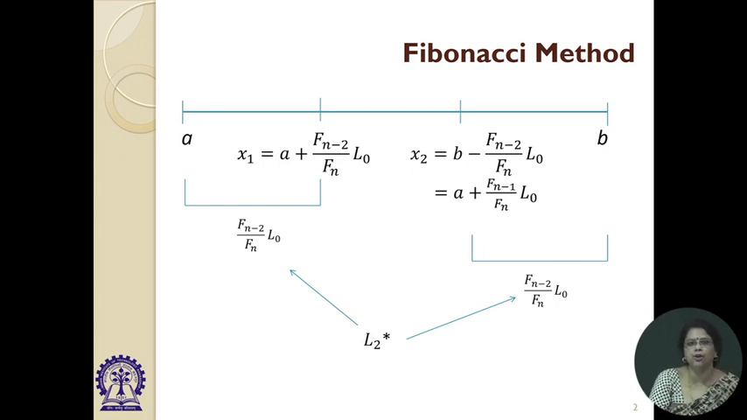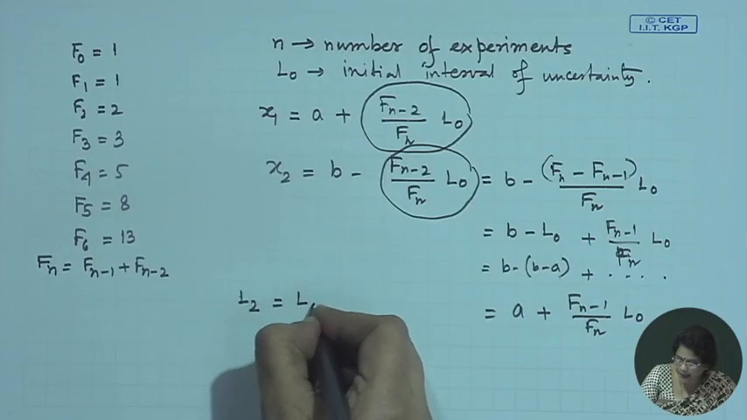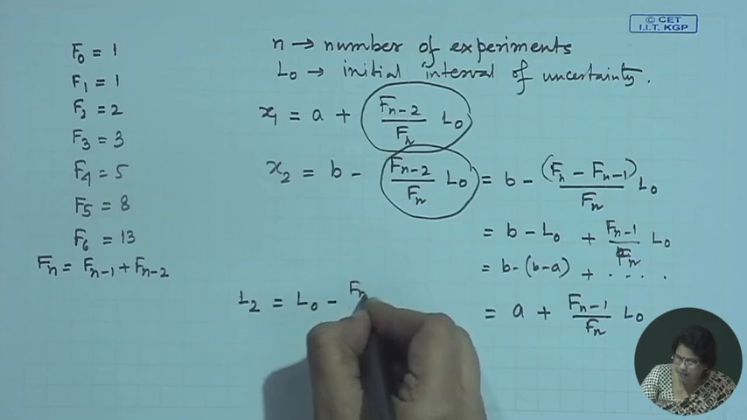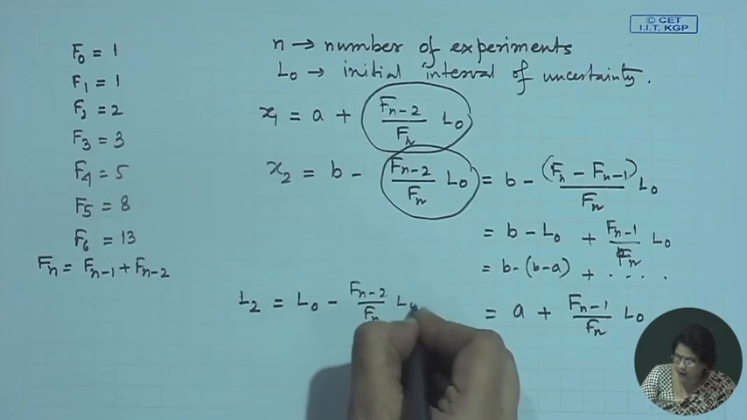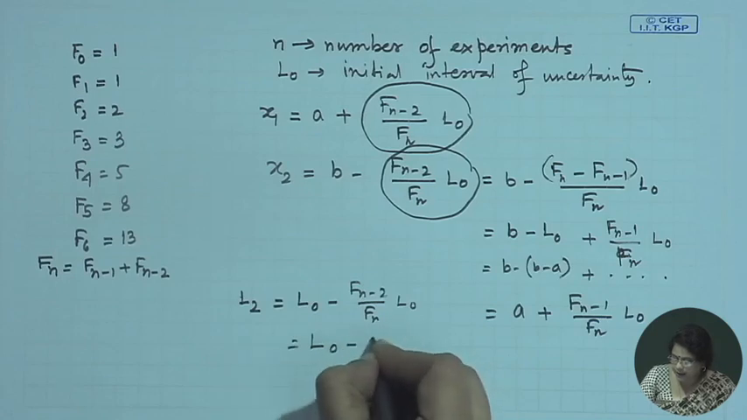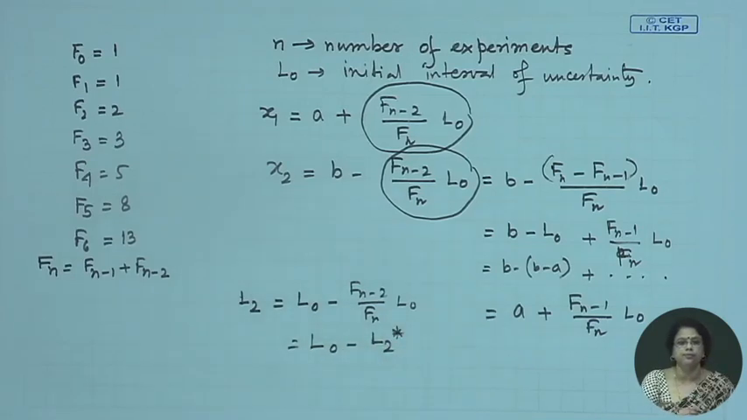That is why the method tells me that I am having L naught, the first interval of uncertainty. Then I will find out L2 star as Fn minus 2 by Fn L naught. I will subtract, and I will get the new interval of uncertainty, and that L2 would be equal to L naught minus Fn minus 2 by Fn L naught. In other words, L naught minus L2 star. Clear?